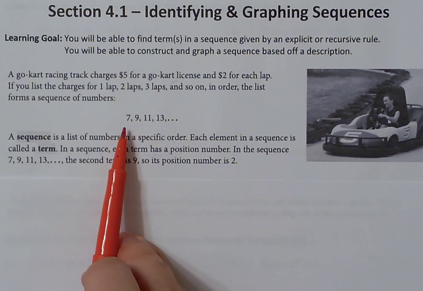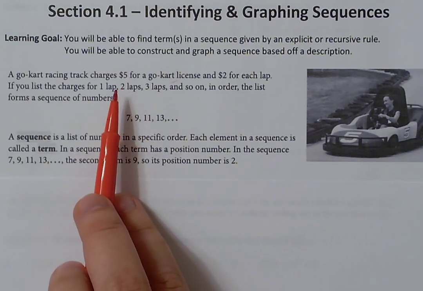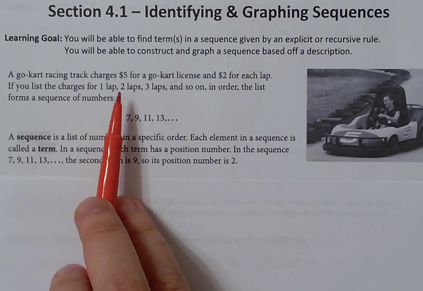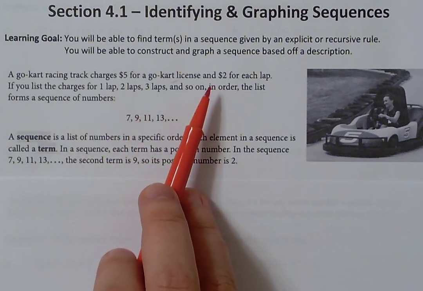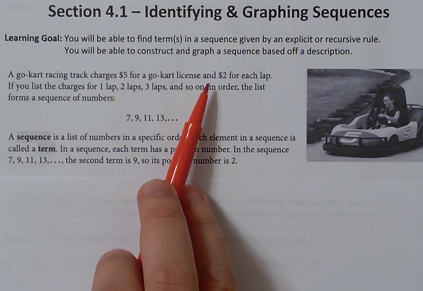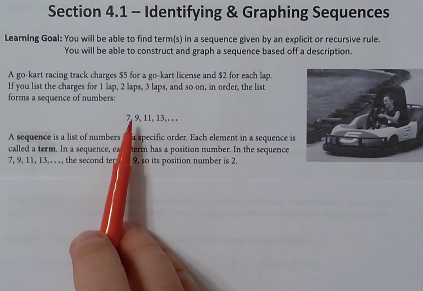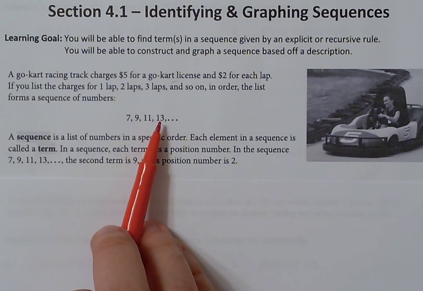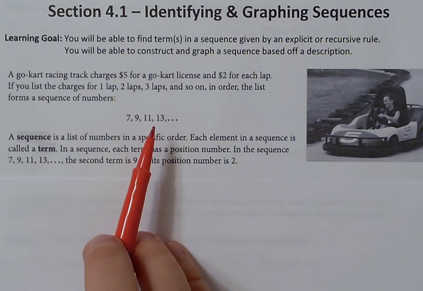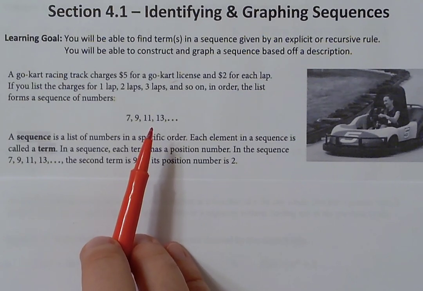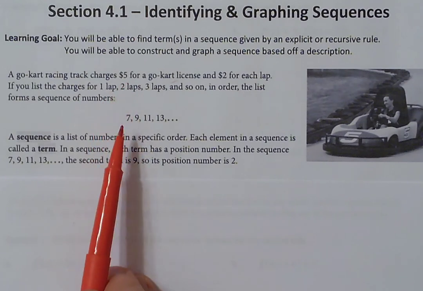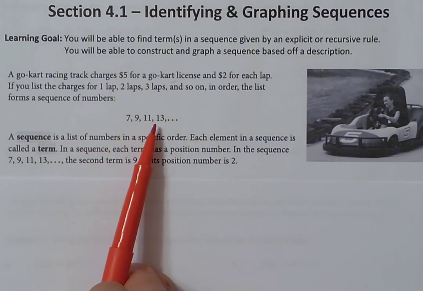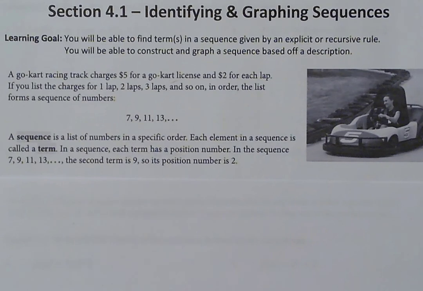Now, the reason why it's 7 and not 5 is because you have to have a go-kart license, which is $5, and then it's $2 for each lap. So for 1 lap, you had to have already bought the license, and then it's $2 for the first lap, and then it increases in increments of 2. So my kind of 0 point would be $5. My starting point after 1 lap is 7, and then it increases in increments of 2.